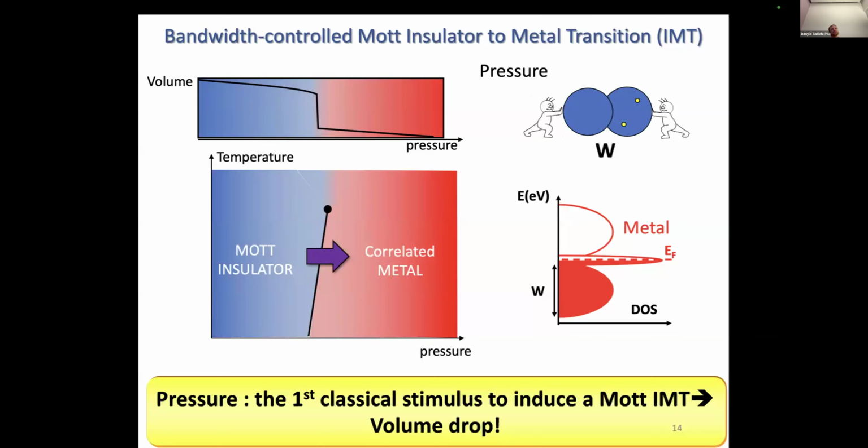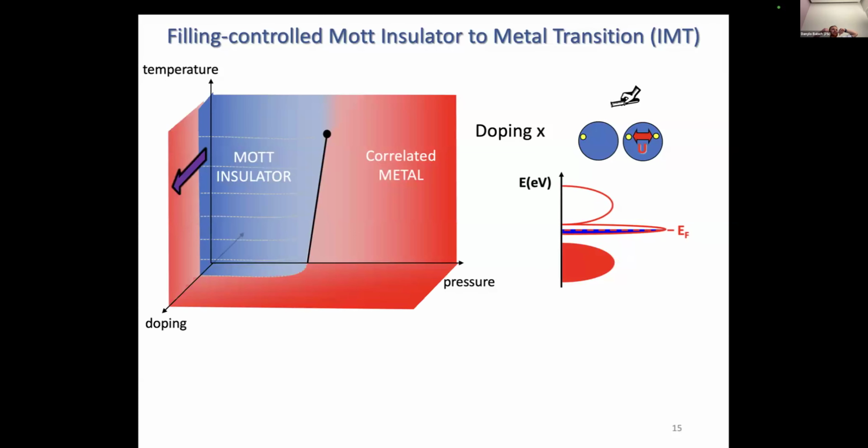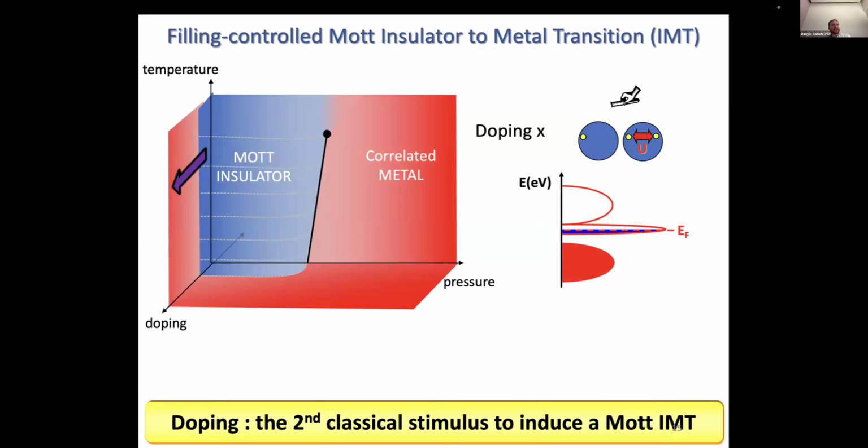Another option at equilibrium is to change the stoichiometry of your system, basically to dope your system with electrons or holes. In such a case, you change your Fermi level, and also would expect to leave the insulating state. The problem is that both cases are not suitable for real electronic applications, because you cannot put a pressure cell or a chemical laboratory into your computer.